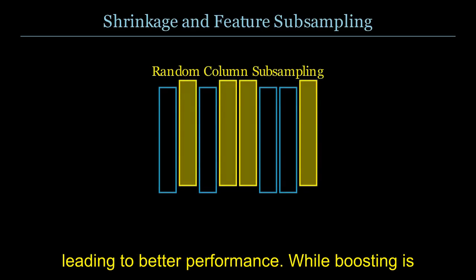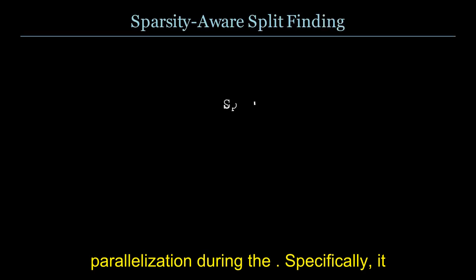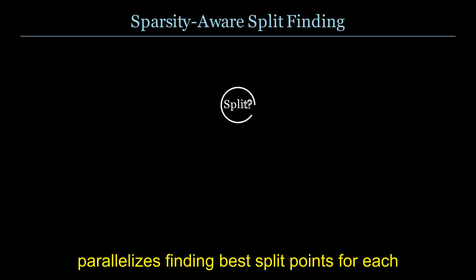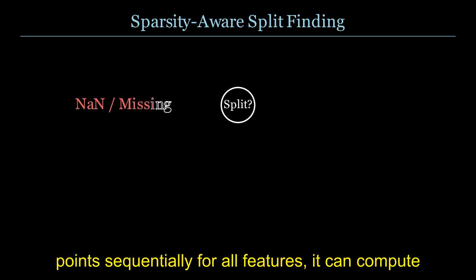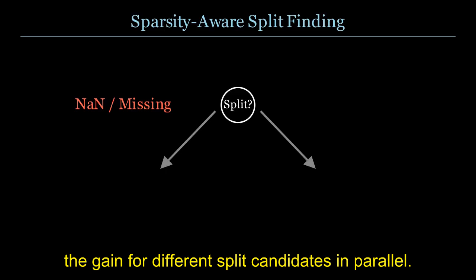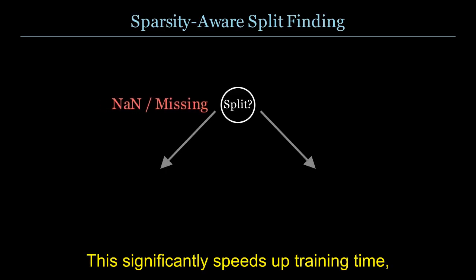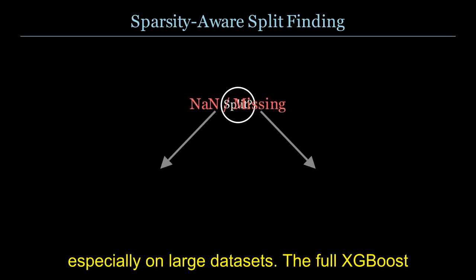While boosting is inherently sequential, XGBoost introduces parallelization during tree construction. Specifically, it parallelizes finding the best split points for each feature. Instead of scanning all possible split points sequentially for all features, it can compute the gain for different split candidates in parallel. This significantly speeds up training time, especially on large datasets.